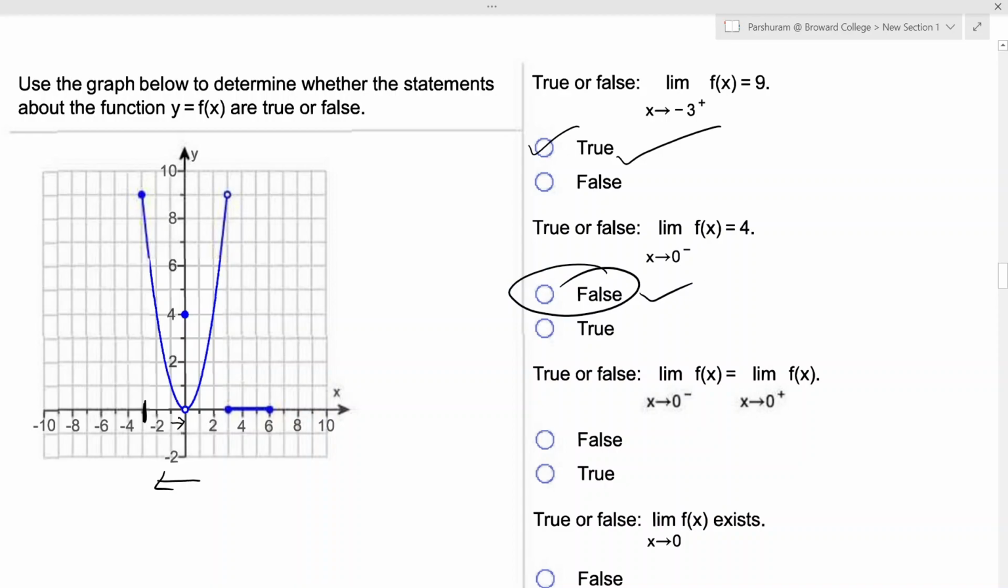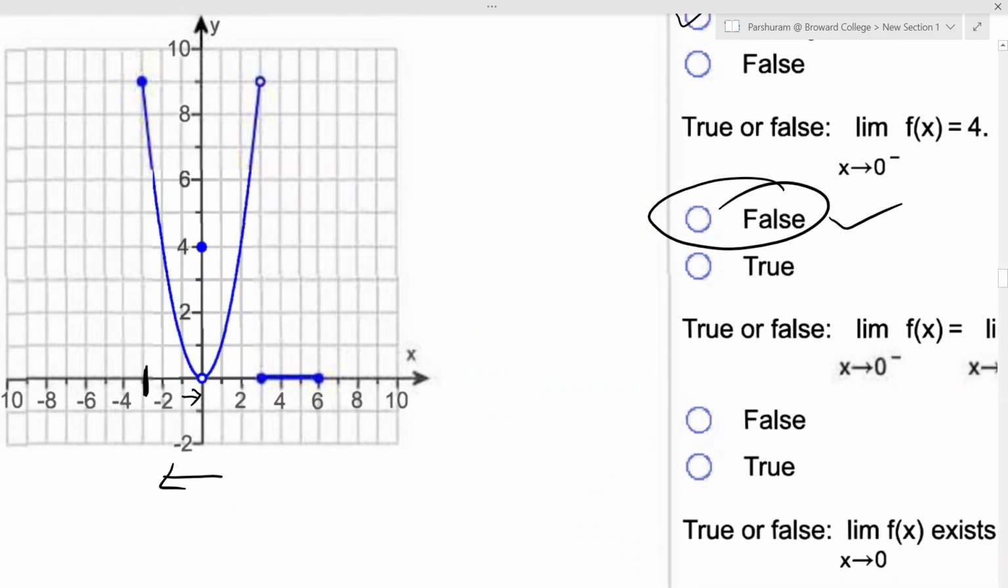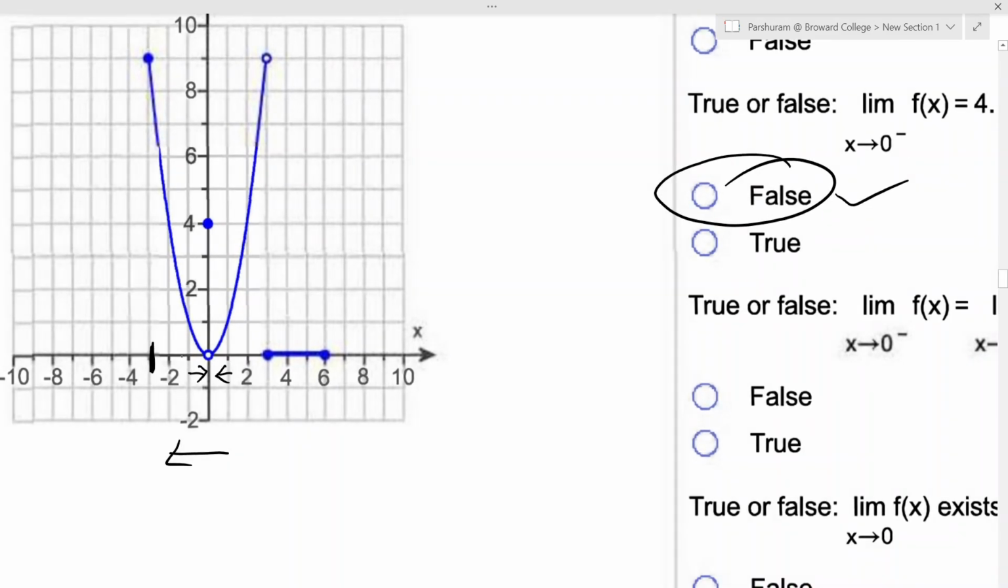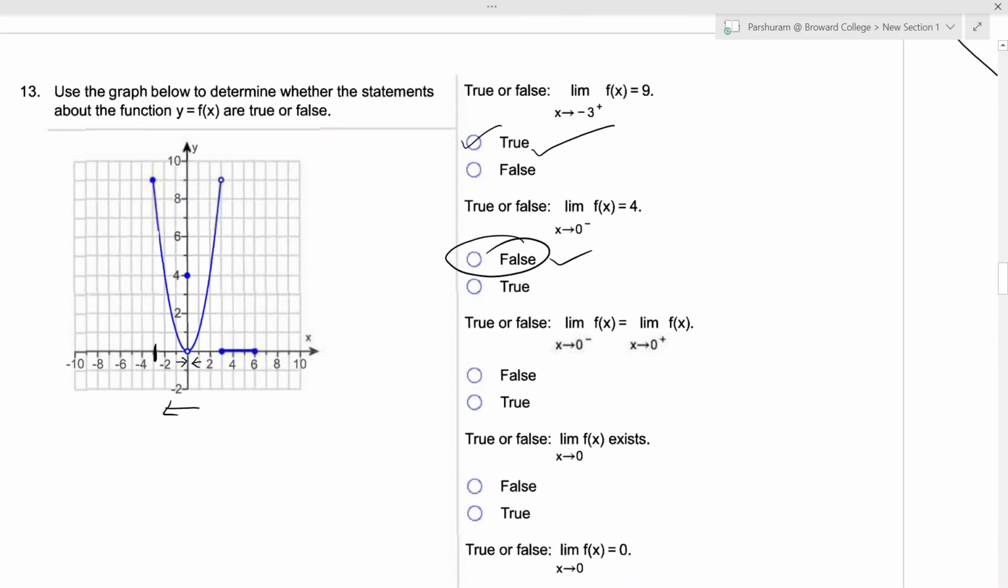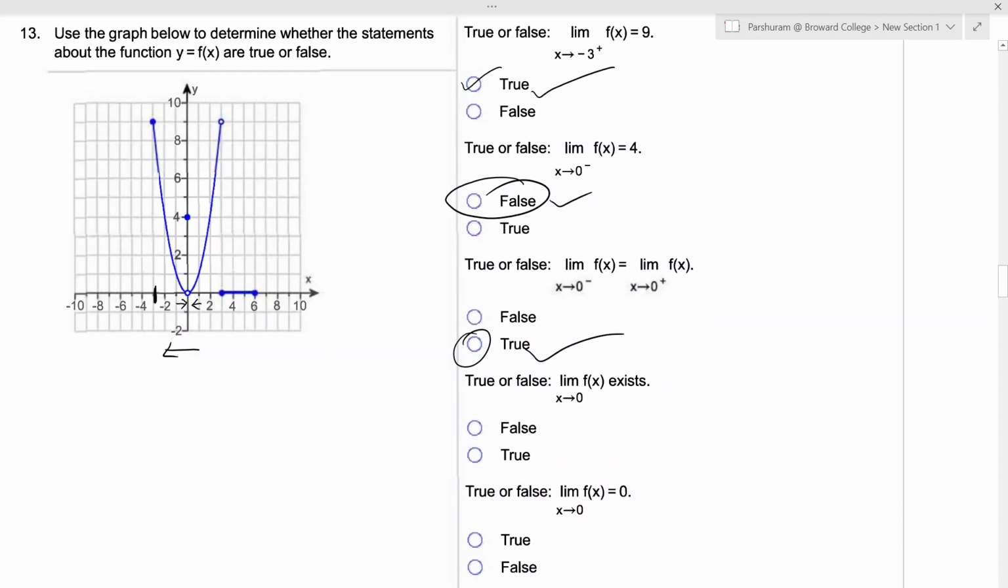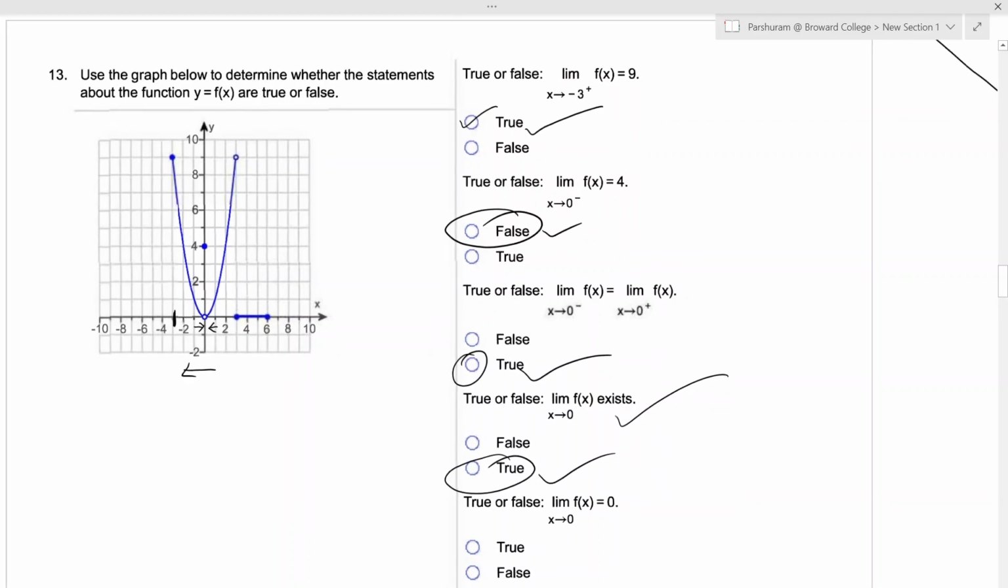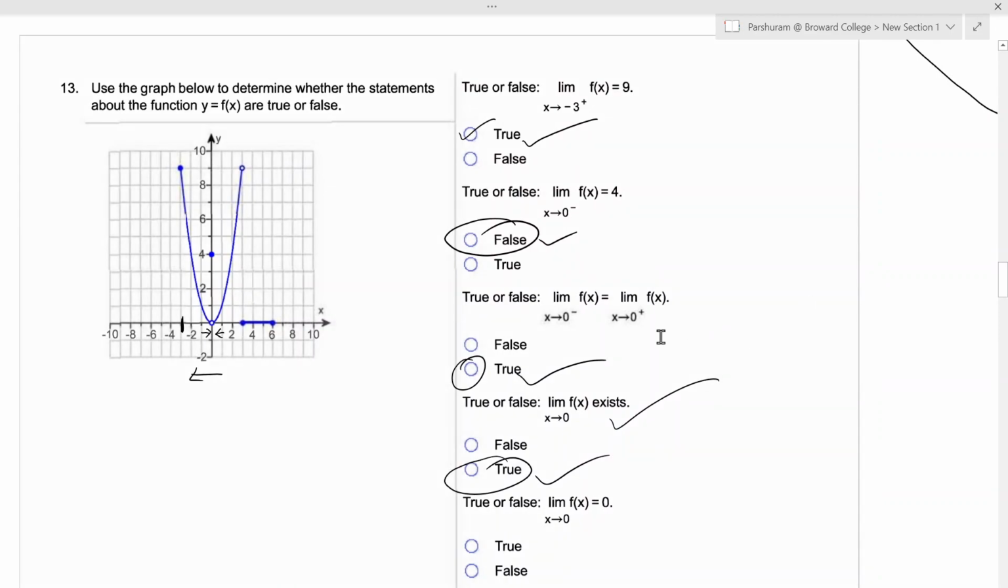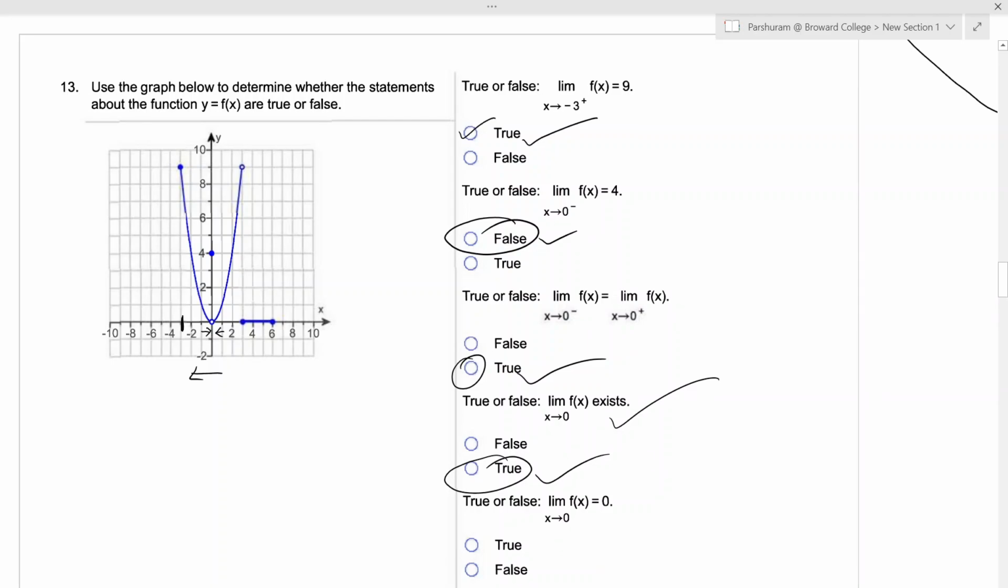For the third one, the left hand limit and right hand limit when x approaches 0, you can see this graph from the left side and right side, the value is approaching 0, so that means they are right. So that's true. And because the left hand limit and right hand limit when x approaches 0 are the same, they are 0, so the limit exists. That's true. So to make sure that any limit exists, you just have to look at the left hand limit and right hand limit at that point.